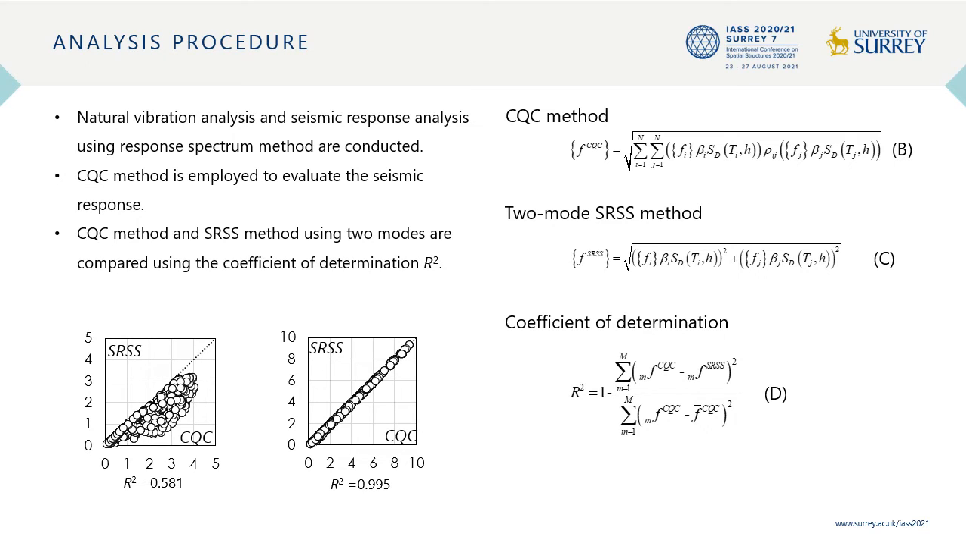The relationship between CQC and SRSS is quantified by the coefficient of determination expressed as the square of R. As shown in the graphs, when the square of R is close to 1.0, it indicates that the CQC method and two-mode SRSS method correspond with good accuracy. In other words, the shell is dominated by two vibration modes.